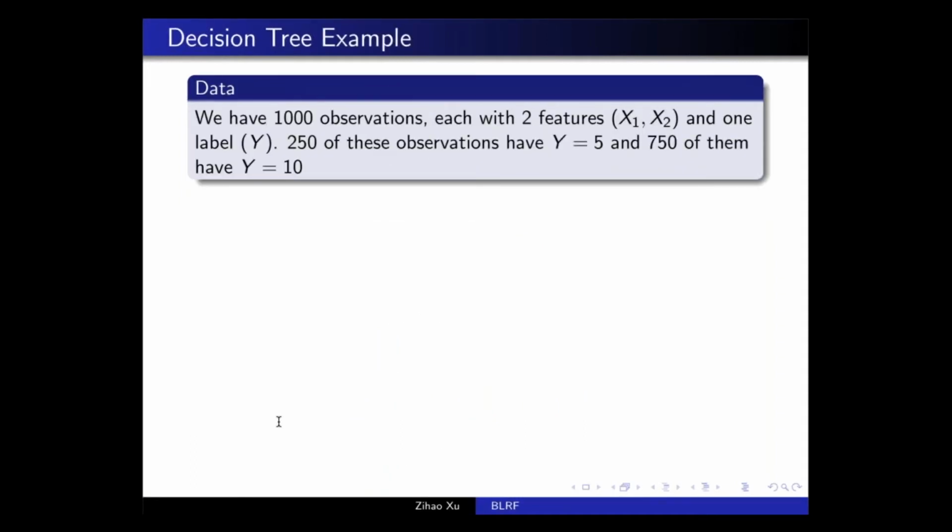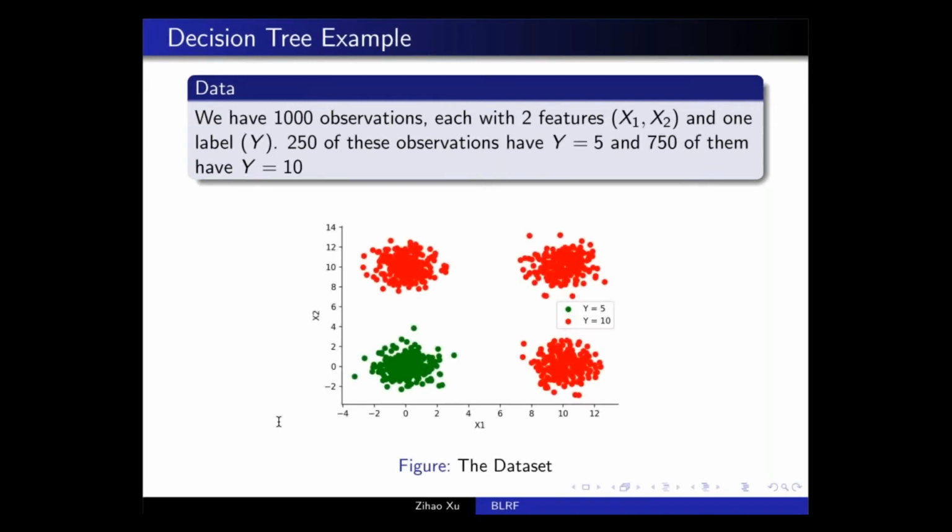And to give people a simpler, more intuitive example, assume that we have 1,000 observations. Each data point has two features, x1, x2, and one response variable or label y. And 250 of these observations have y value equal to 5, while 750 of them have y value equal to 10. So we start by plotting all of these data points, and we can see that the data points that have y value equal to 5 are in green, while the rest are in red.